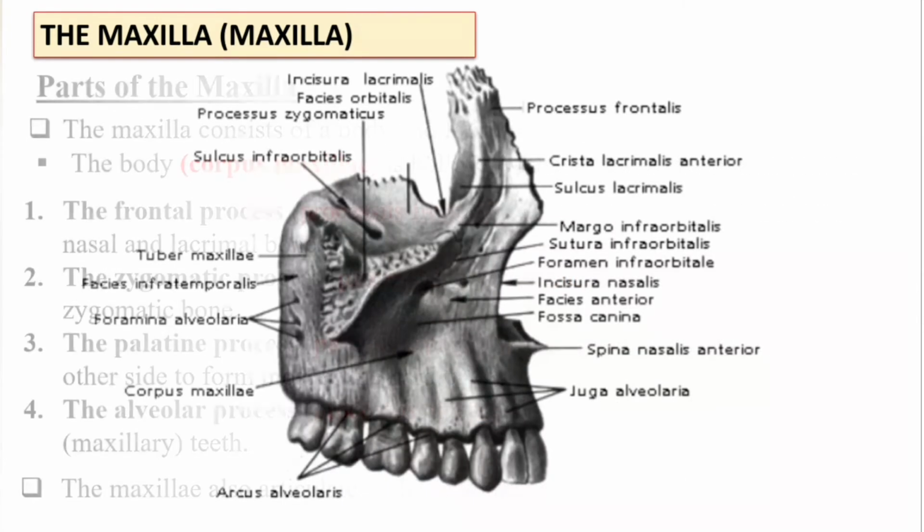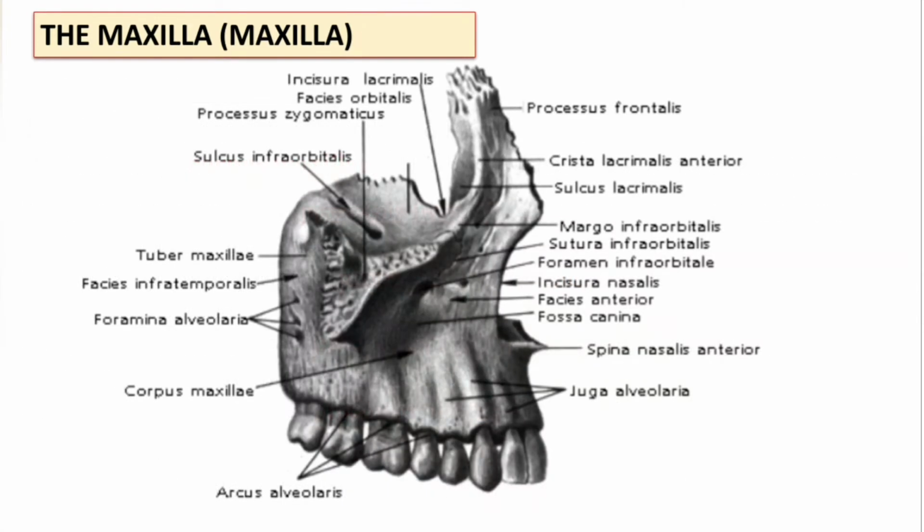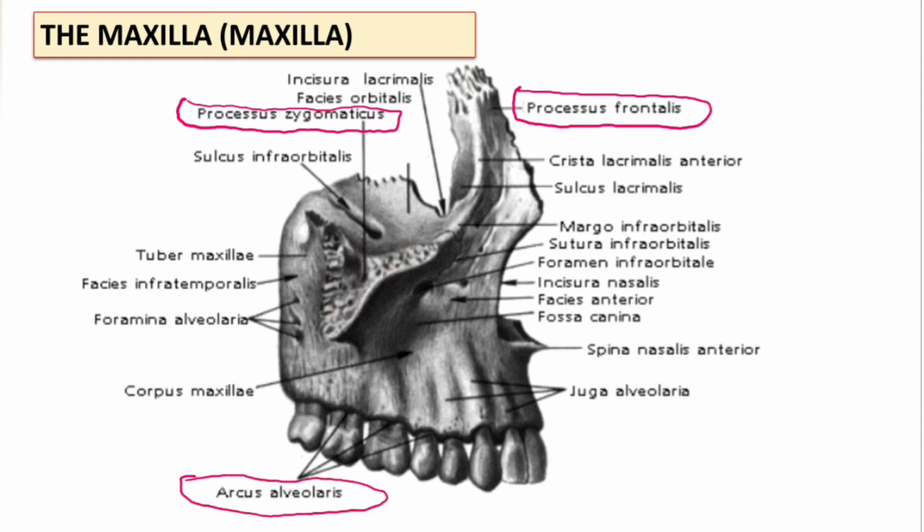Here I want to show you the processes. You can see here is the frontal process, processus frontalis. Here is the zygomatic process, cut here, processus zygomaticus. And here there is the alveolar process, or alveolar arch, arcus alveolaris. This arch, but the process is called what? The alveolar process, processus alveolaris.